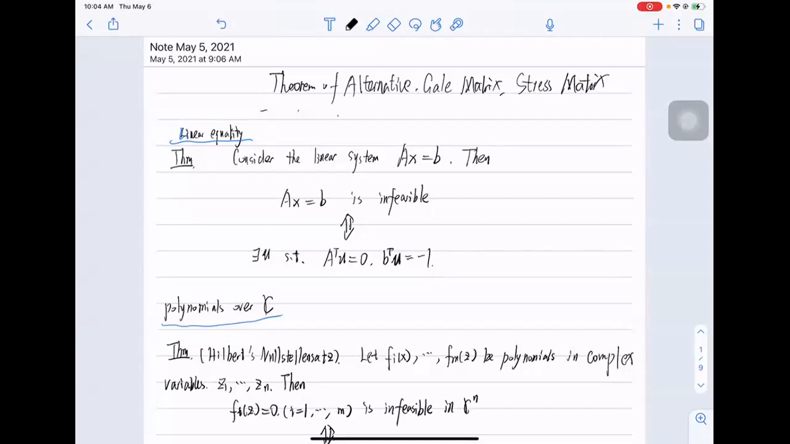So today I will talk about theorem of alternative and Gale matrix and stress matrix. I will show you how we can use the theorem of alternative and the Gale matrix to prove some theorem about the stress matrix. And the stress matrix is related to the EDM completion problem.